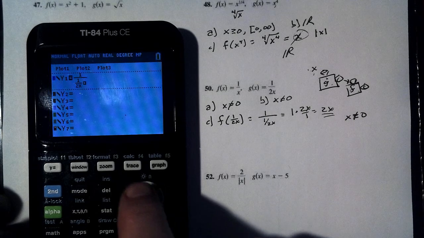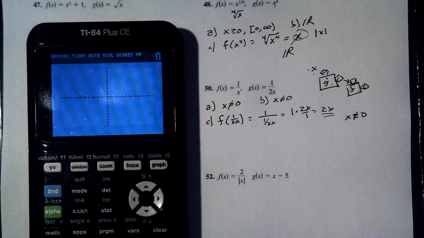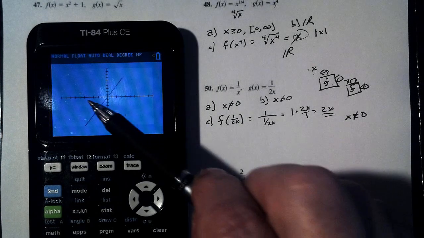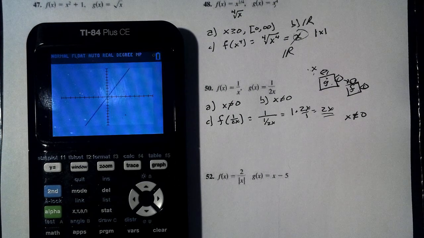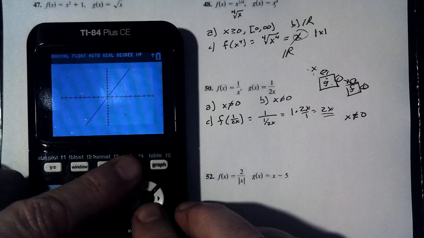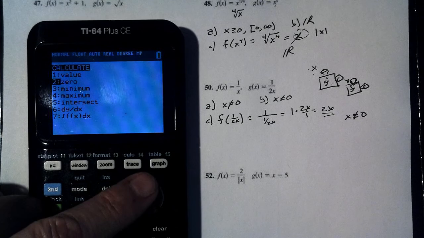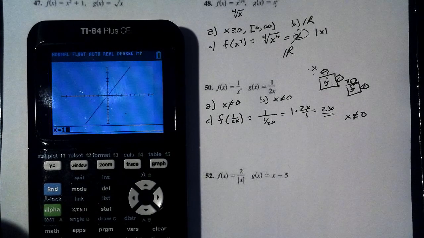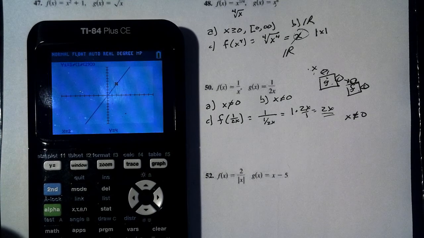So if I go to Zoom 6, Zoom Standard, this graph looks like the line y equals 2x. I think you can see that. It looks like we have a slope of 2. It looks like this line. And if I go second calc value, and I put in 1 here, we see it's at 2. I put in 2 here, we see it's at 4.